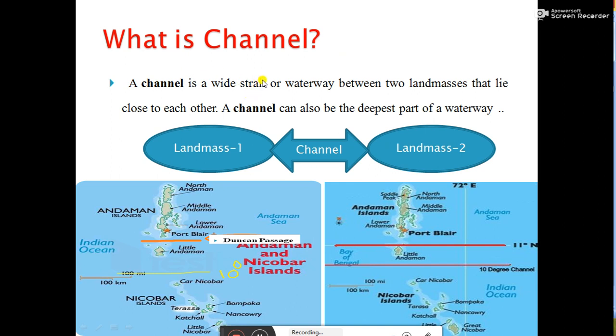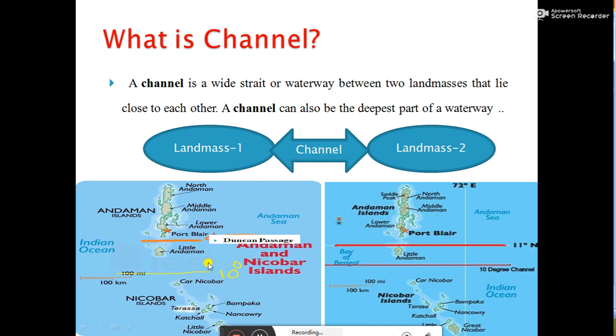Next, I will discuss the channel. A channel is a wide strait or waterway between two landmasses that lie close to each other. A channel can also be the deepest part of a waterway. This is a landmass, and this is another landmass. This is the channel, which connects landmass 1 and landmass 2, so it is known as the channel.